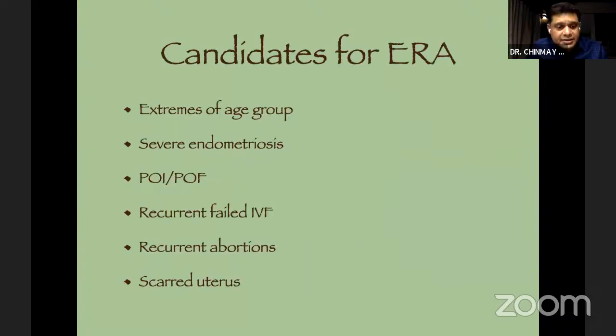Now, which are the candidates for endometrial receptivity analysis? After doing 500 tests, these are the criteria which I will advise all of you on where you should do endometrial receptivity. The first is extremes of age group. All of us have those young 25, 26-year-old girls who have come to us for IVF, where we were all super confident that the patient will conceive in the first cycle. And there, nature has made us cry like anything, where a lady has not conceived in 2 attempts, 3 attempts. All of you will agree that we have all seen such patients.